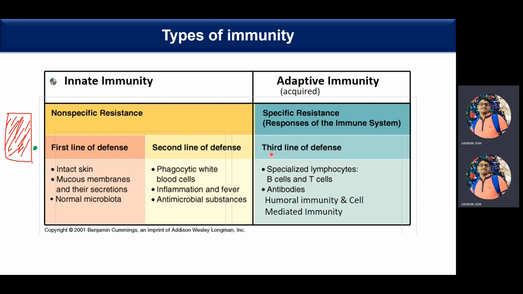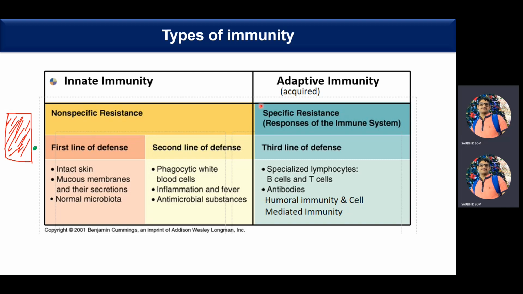The third line of defense, or the adaptive immunity, or acquired immunity, as you can understand, adapts. So it has a specific resistance. That means a particular type of pathogen will activate specific types of cells. So there are specialized cells like B cells and T cells, as I have discussed, and antibodies. The B cells make the humoral immunity, and the T cells make the cell-mediated immunity. Correct?